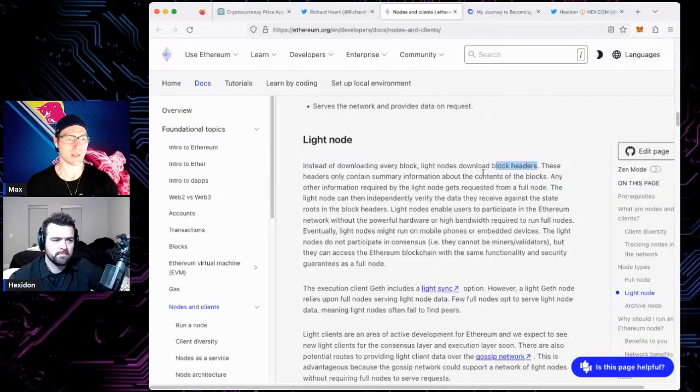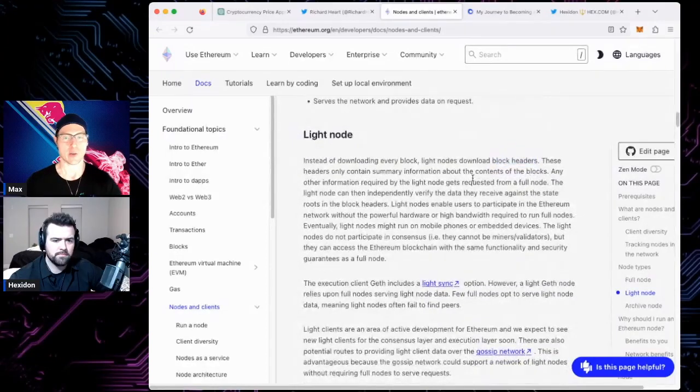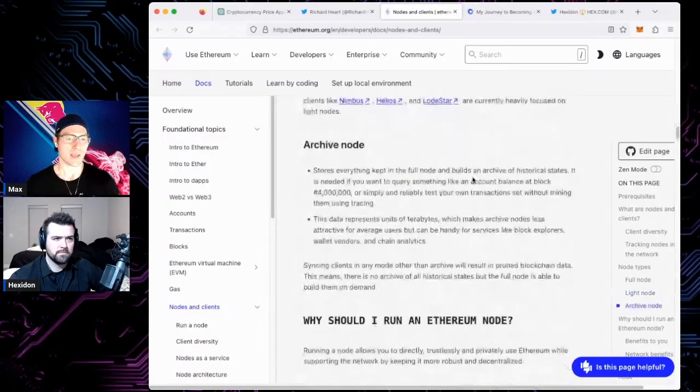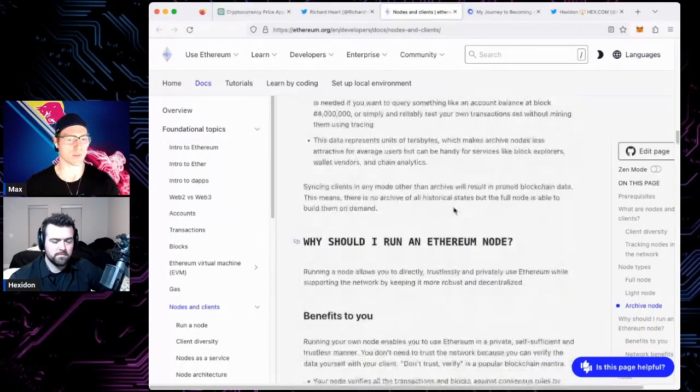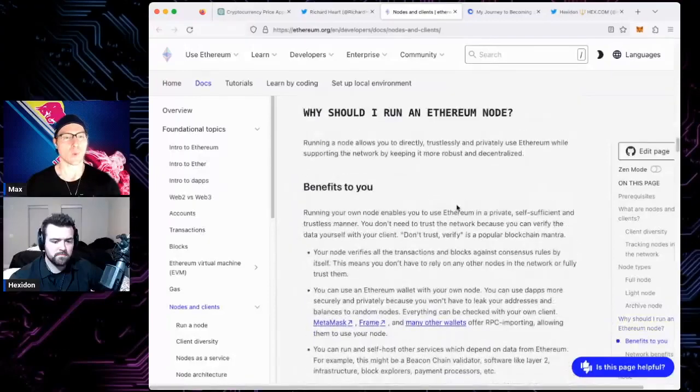They do light stuff. They're not a full node. They help with the scalability of the network in a few different ways. And then archive nodes, they store everything, I think, since Genesis. They have a huge amount of data, and you'll probably never run one of those, so not super important. Now, why should I run an Ethereum node?